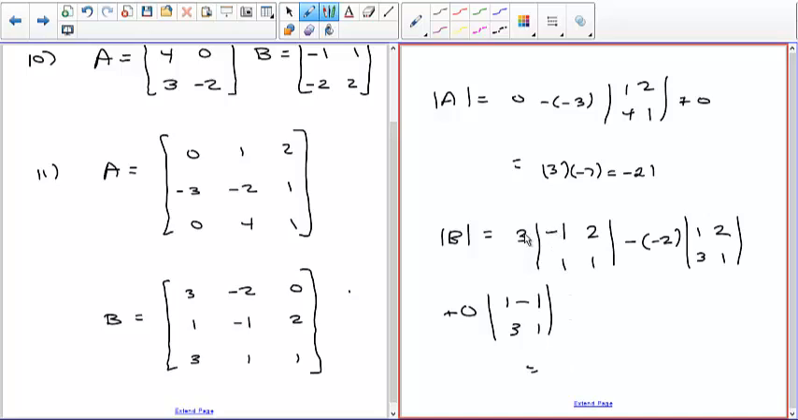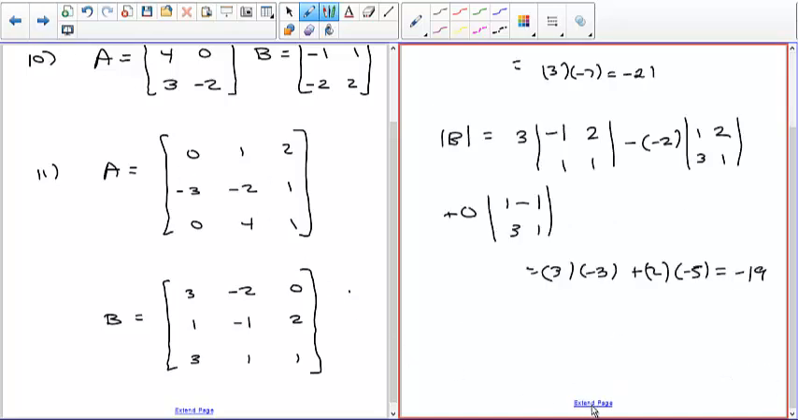Okay, then we have 3 times the determinant of this, which is negative 1, minus 2, which is negative 3. So we'll have 3 times negative 3, and then we'll plus 2. Negative times negative is positive. And the determinant of this is 1 minus 6, which is negative 5. So that's negative 9 minus negative, or plus negative 10 gives you negative 19.